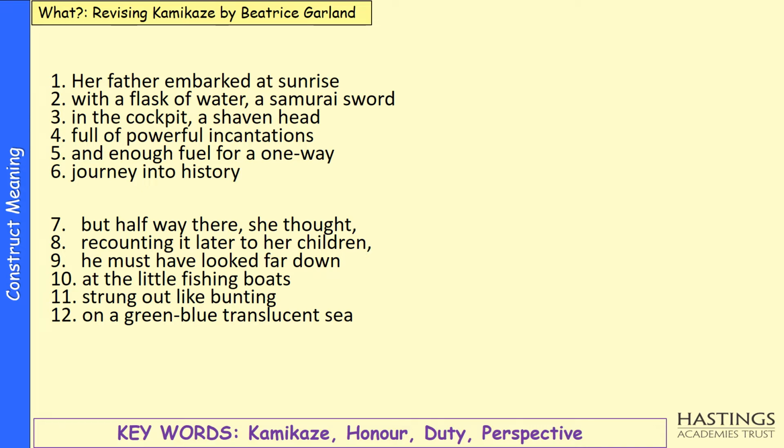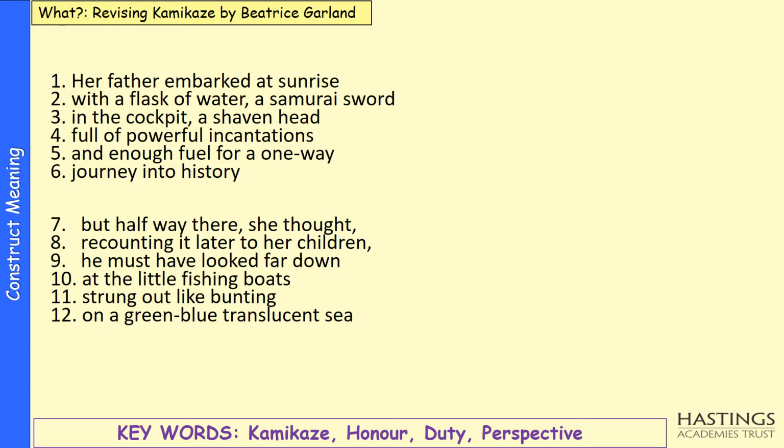So the poem starts off. Her father embarked at sunrise with a flask of water, a samurai sword in the cockpit, a shaven head full of powerful incantations, and enough fuel for a one-way journey into history. But halfway there, she thought, recounting it later to her children, he must have looked far down at the little fishing boats strung out like bunting on a green-blue translucent sea.